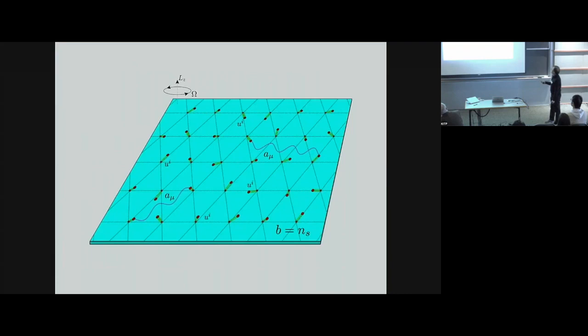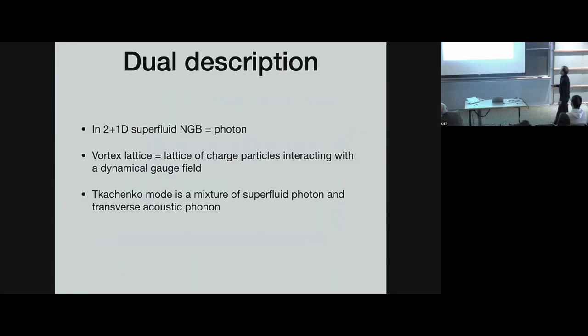So let's look at this picture. Here we have a lattice of vortices. These vortices can fluctuate in position. I'm trying to draw the fluctuation here. And these vortices also interact with each other through the exchange of a photon, A mu. So they are charged, and when they move, they create electromagnetic fields and then interact with each other like that. Okay, so it turns out that the Tkachenko mode is a mixture of the superfluid photon and the transverse acoustic phonon. And that feature explains the strange dispersion relation of the Tkachenko mode.